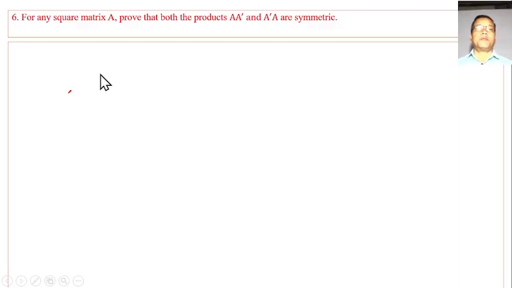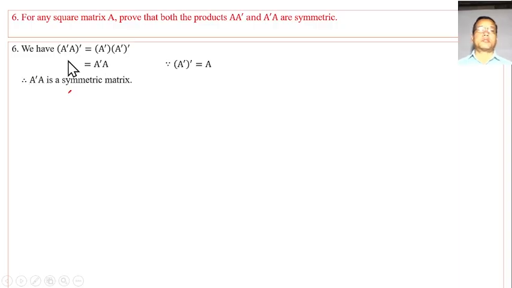For any square matrix A, prove that both the products A A transpose and A transpose A are symmetric. We apply the property of matrix transpose: the transpose of the transpose of A is A. Then the transpose of A transpose A is A transpose times A. So A transpose A is a symmetric matrix.